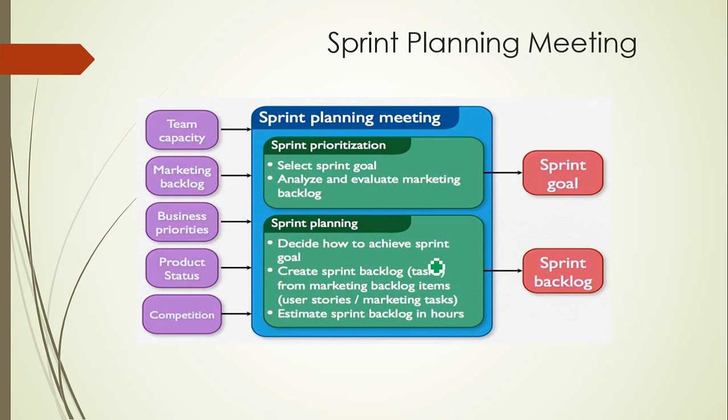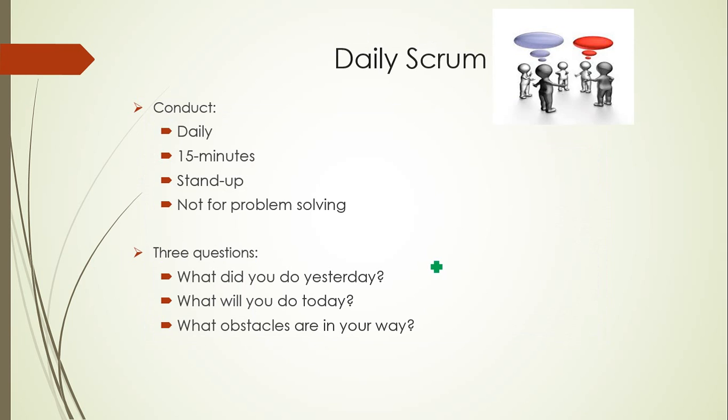And once the sprint planning meeting is over, the development team enters the phase of execution. In execution, the development team meets on a regular basis for 15 minutes. Daily Scrum is a time-boxed meeting and it should not exceed more than 15 minutes. That's the reason it is called a stand-up meeting, and it's not a problem-solving or status reporting meeting.